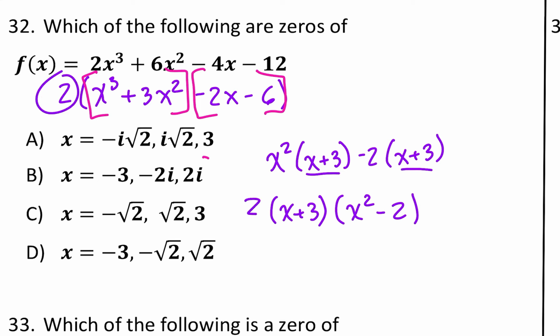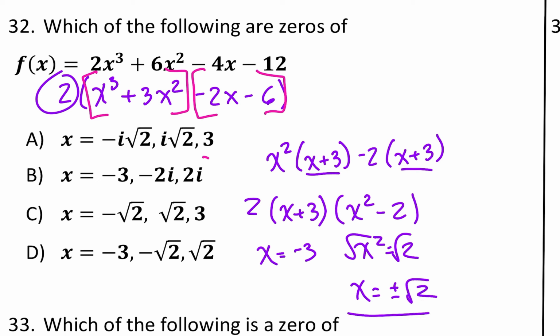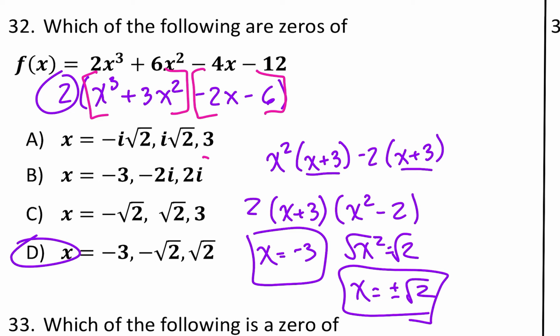Again, don't forget we still had this 2 in front, so I'm going to put it back in front right here. Well, we know then that one of our zeros is negative 3, and the other one we're going to add 2 and then take the square root. So x squared equals 2, square root both sides, so x equals plus or minus the square root of 2. So those look like our 3 zeros we're going to end up with, and that looks like answer choice D is going to be the one we want then.